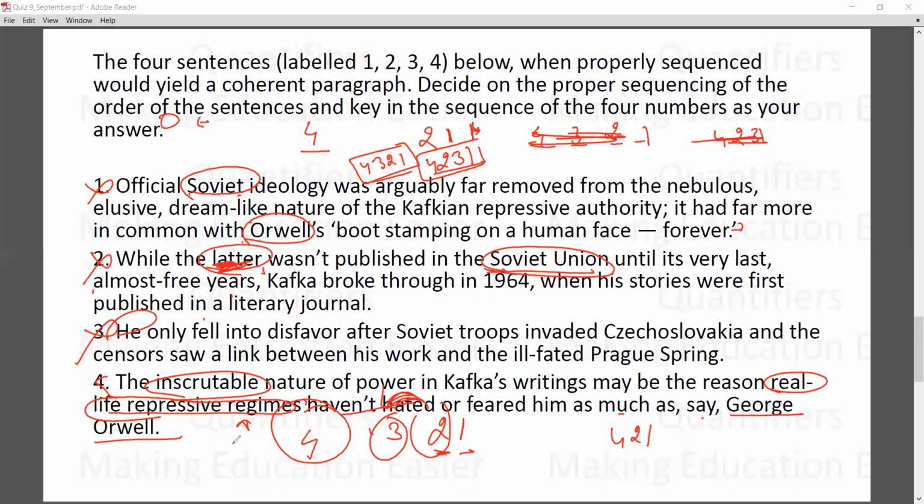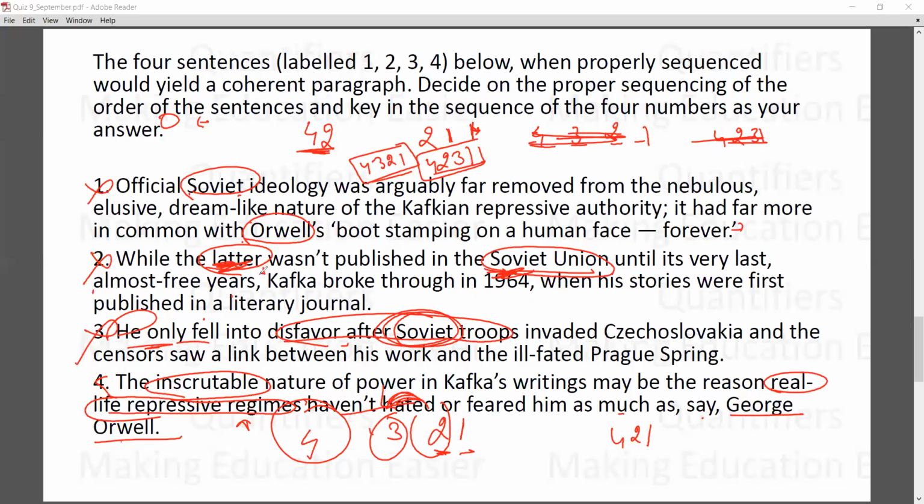Now, after this, we said that 3 can come: he only fell into disfavor. We don't know who this "he" is referring to. He only fell into disfavor after Soviet troops. Now see, this is an easy link here, it also says Soviet. So one thing is clear: 4 will be followed by 2 because it states Soviet Union. Then we have to see whether 3 or 1 will come. But 4 and 2 is an obvious link. But let's see again: the inscrutable nature of power in Kafka's writing may be the reason real life repressive regimes haven't hated or feared him as much as, say, George Orwell.